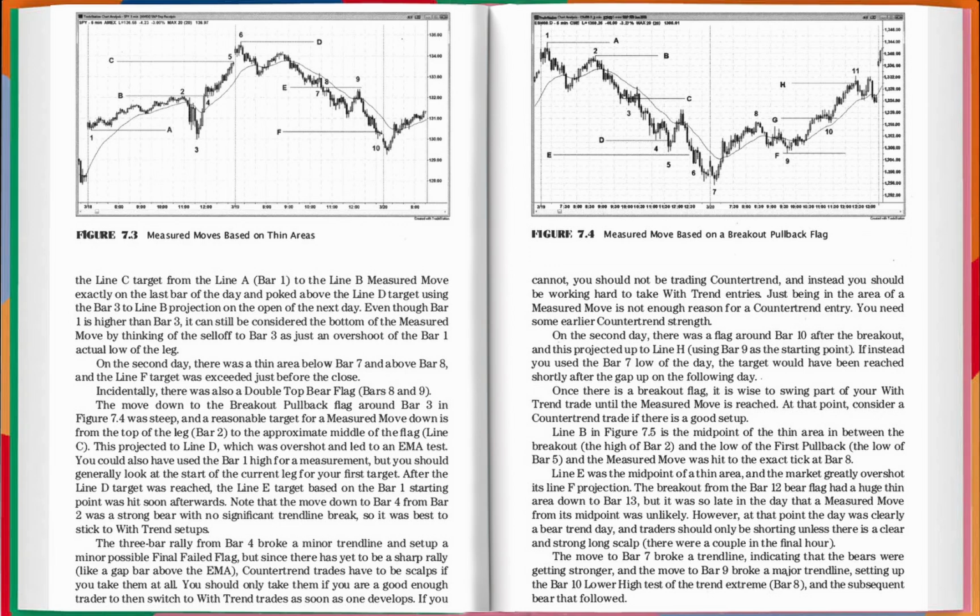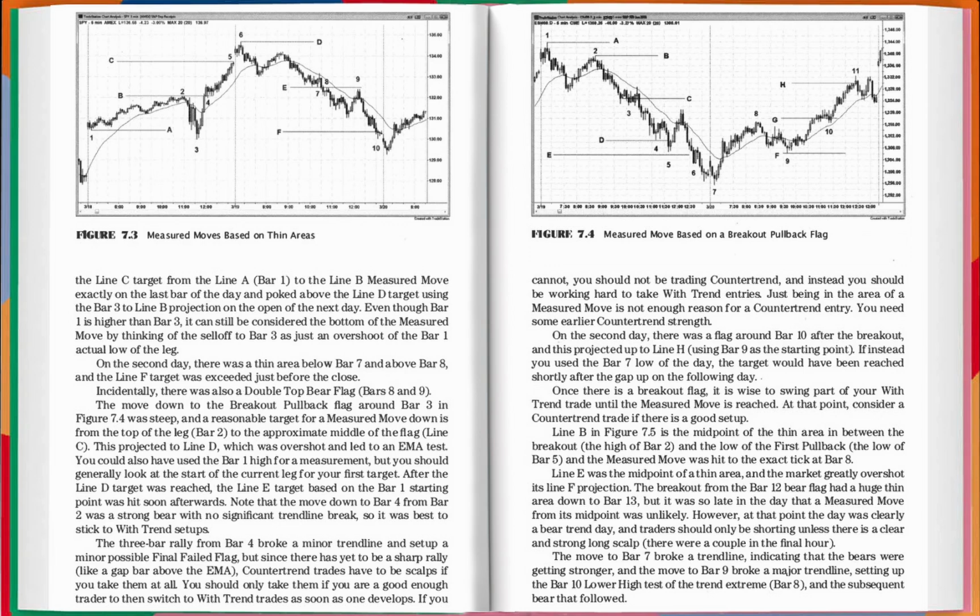On the second day, there was a flag around bar 10 after the breakout, and this projected up to line H using bar 9 as the starting point. If instead you used the bar 7 low of the day, the target would have been reached shortly after the gap up on the following day. Once there is a breakout flag, it is wise to swing part of your with-trend trade until the measured move is reached. At that point, consider a countertrend trade if there is a good setup.